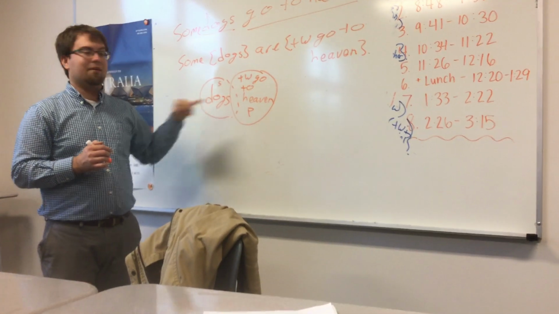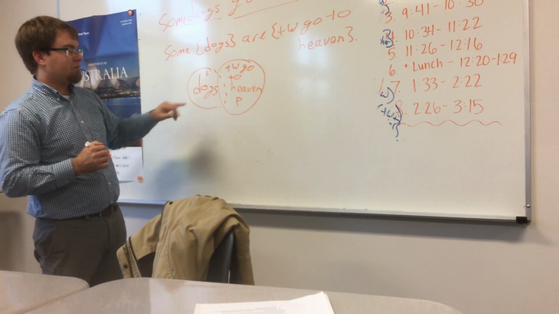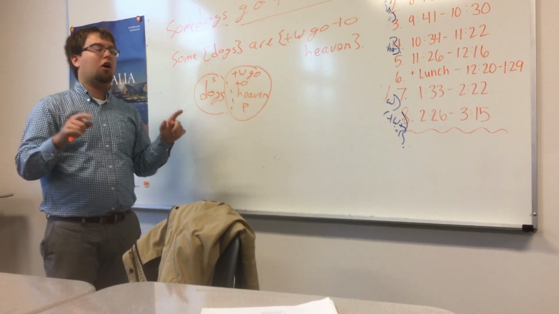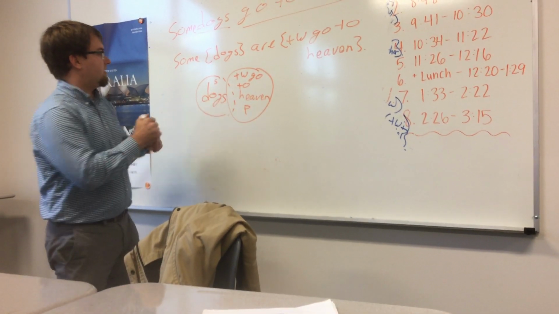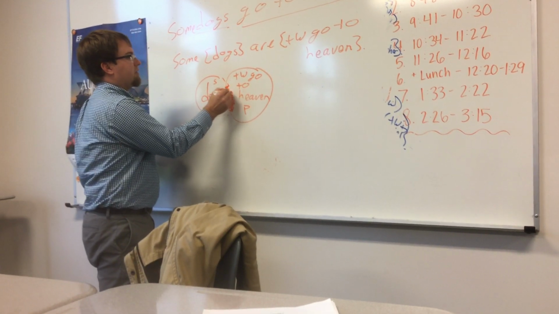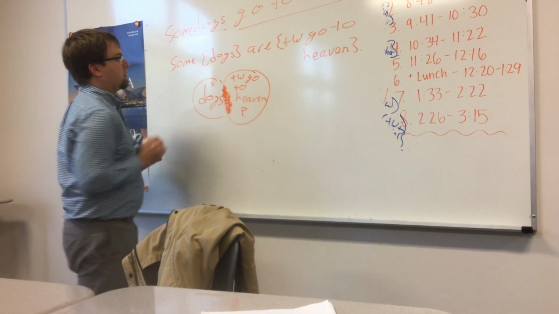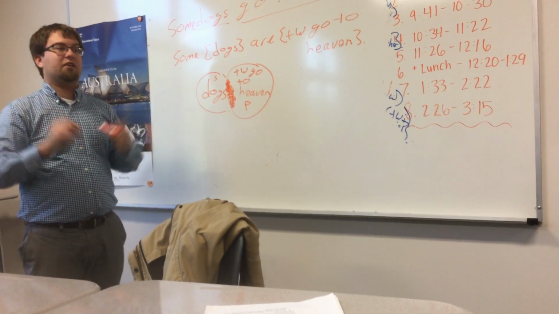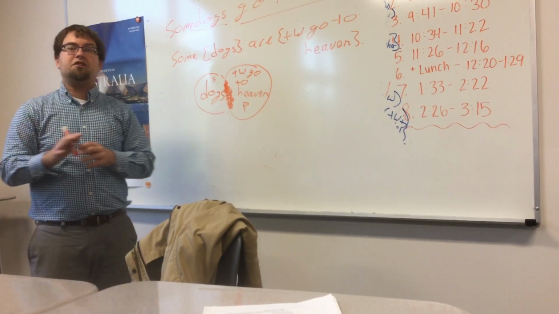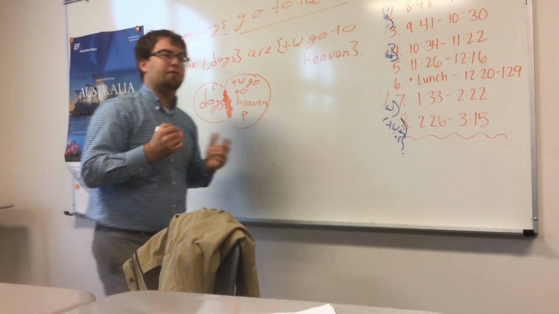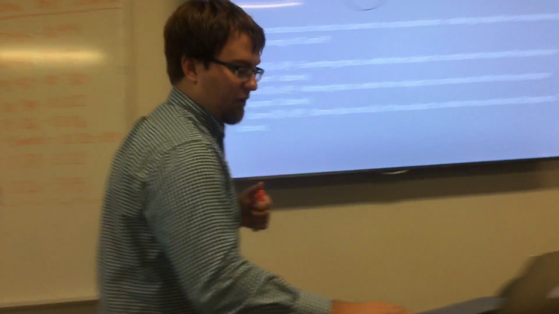Either way, we are talking about some of each of these. When we say some dogs are that which go to heaven, this is the group that we're looking at, and we're looking at some of each category. Again, we don't know how much, so these are both going to be considered undistributed. We'll get to that in just a moment.